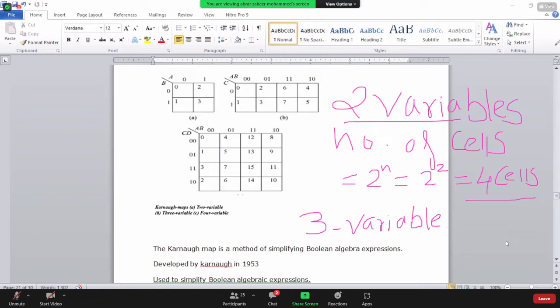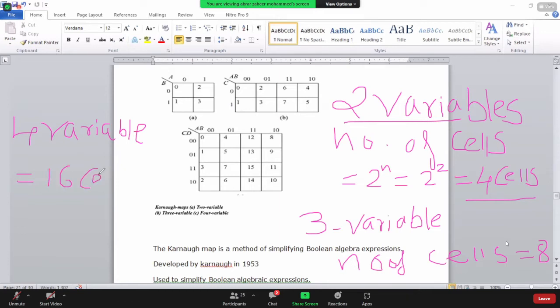For the three variable K-map, what is happening? The number of cells is equal to 8. And for the four variable K-map, the number of cells is equal to 16. 16 cells.